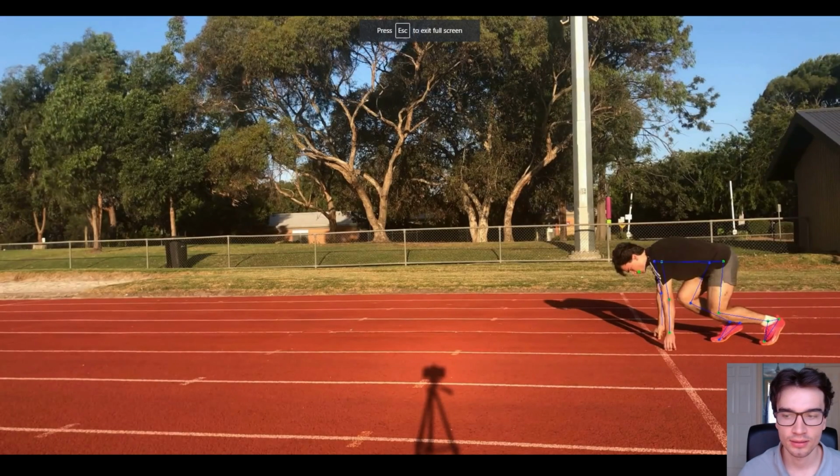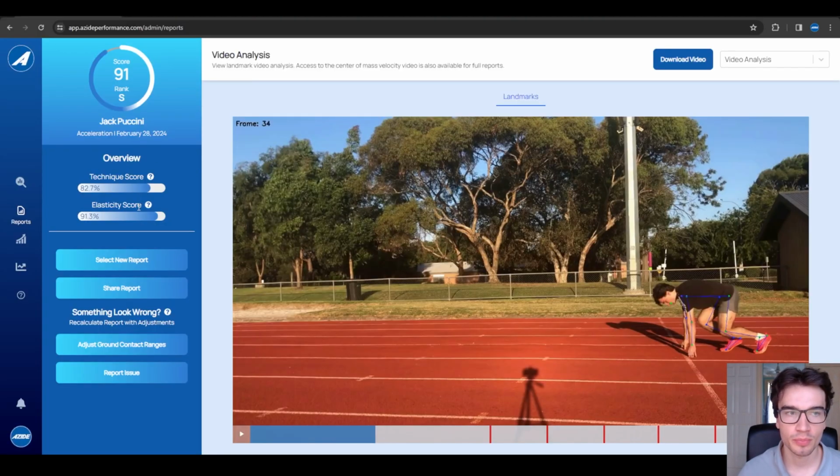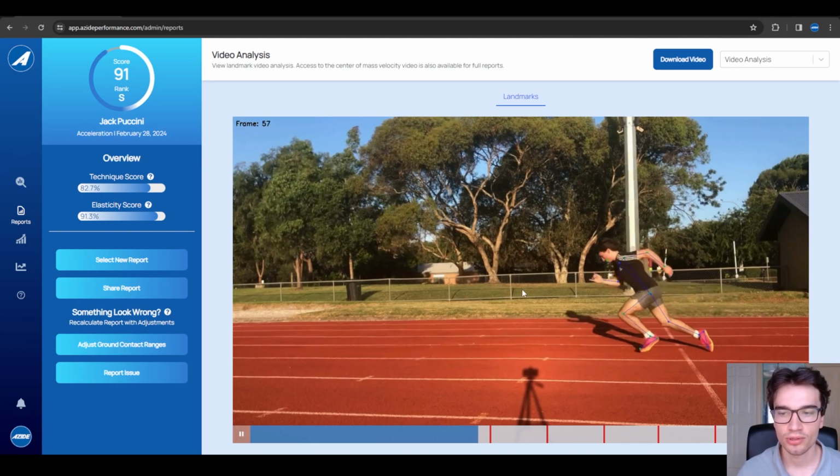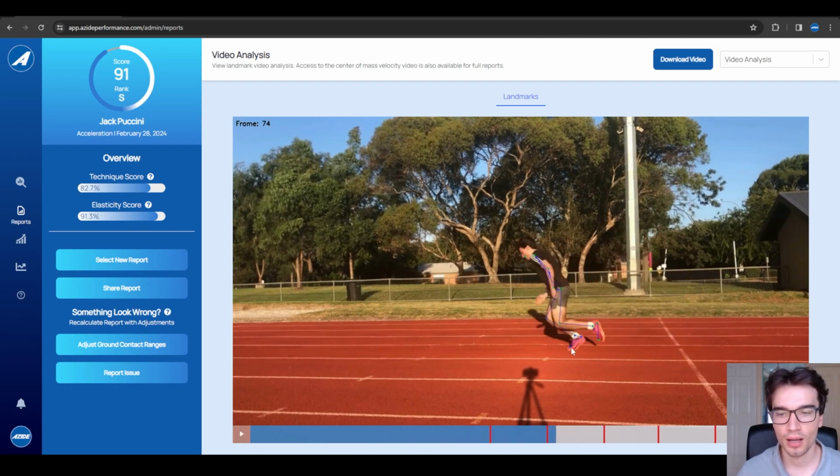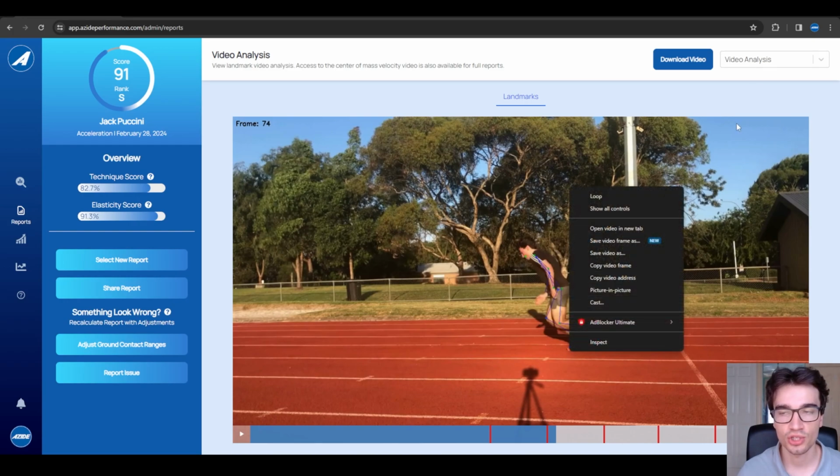report where I had a much better technique score, much better elasticity score, which usually go hand in hand, by the way. If you have overstriding, you're going to spend much more time on the ground. You're going to have much longer ground contact times, and subsequently your elasticity score is going to be quite low, which is really referring to your reactive strength and your ability to react to the ground and have low ground contact times. The score is going to be very low if you are overstriding and spending a lot of time on the ground. Whereas here, you can see my foot strike position is much better.